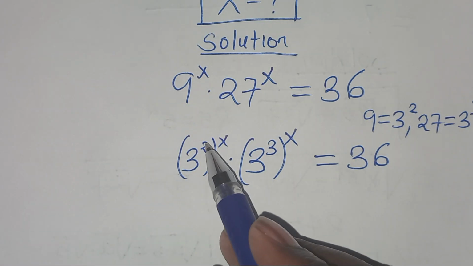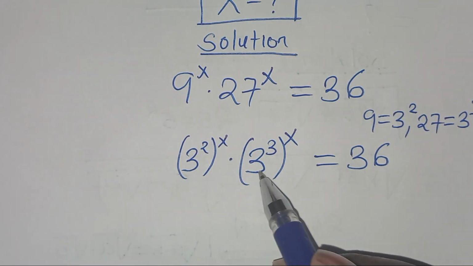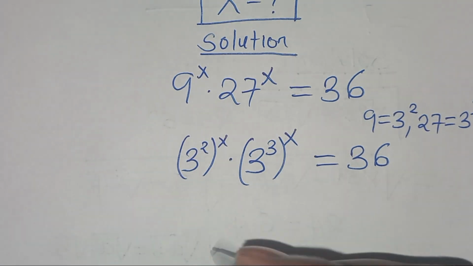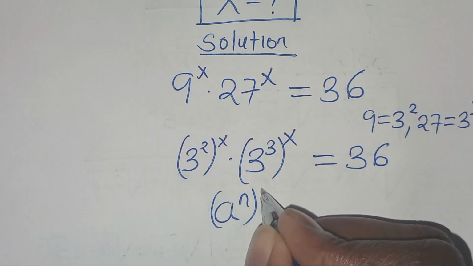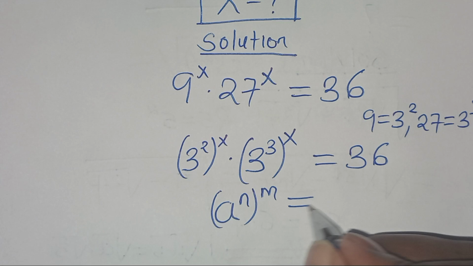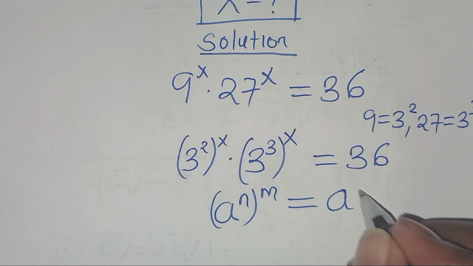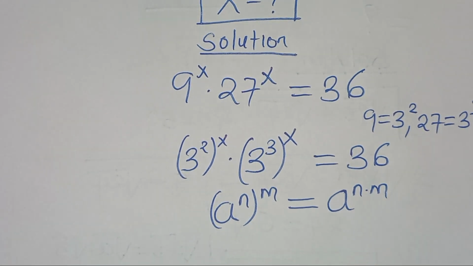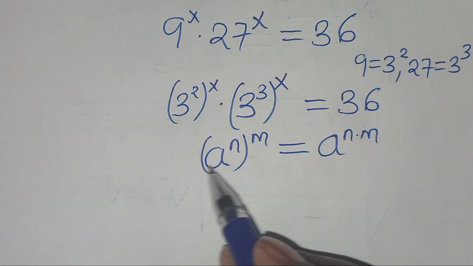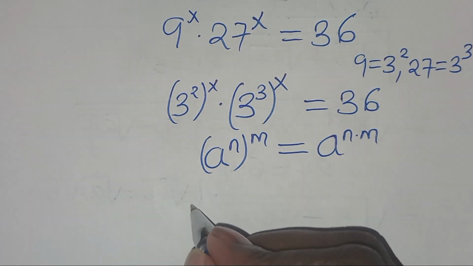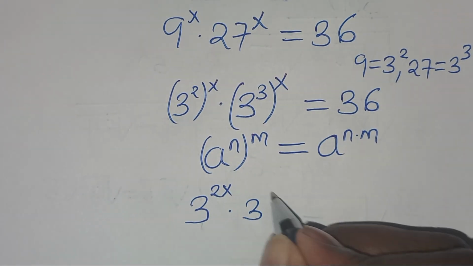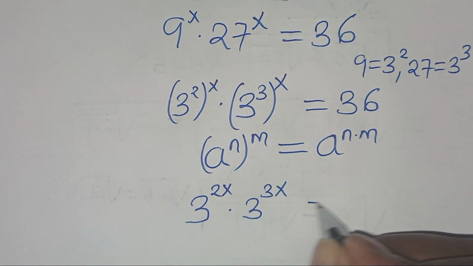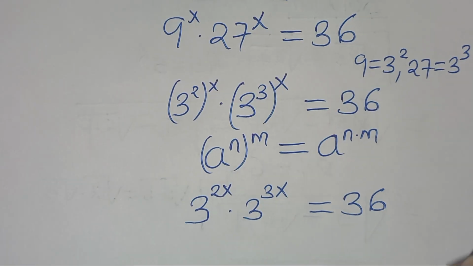Now, 3 to the power of 2 raised to the power of x and 3 to the power of 3 raised to the power of x are in the form of a to the power n raised to the power m, which we can express as a to the power n times m. Applying this exponent property, we have 3 to the power of 2x times 3 to the power of 3x. This is equal to 36.